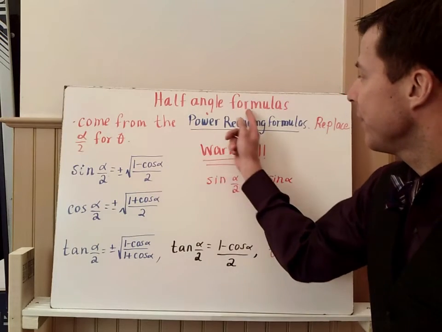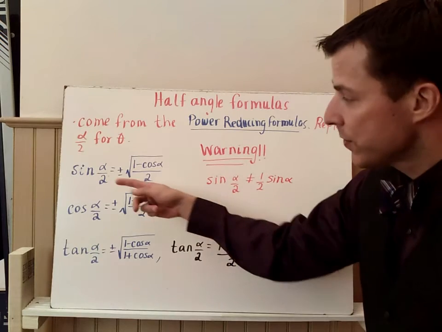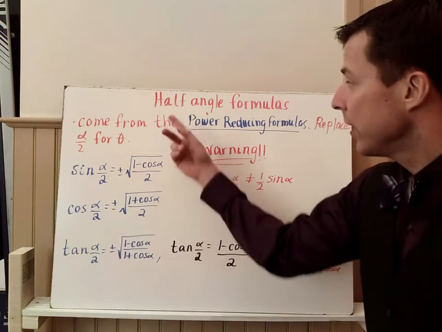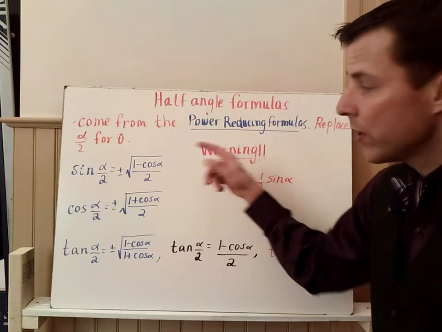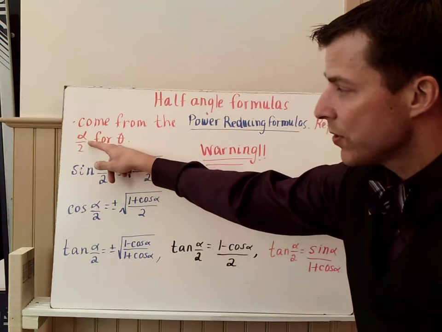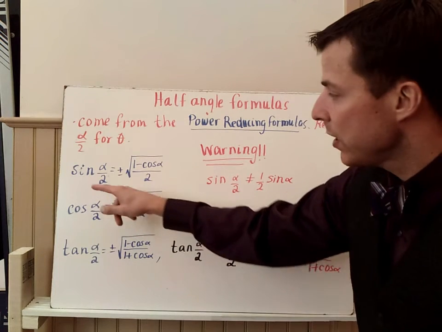Alright guys, welcome to the half-angle formulas. What we're going to talk about today are three different formulas for sine, cosine, and tangent, and they are called half-angle formulas. They are derived from the power-reducing formulas where you switch your theta with alpha over 2. Alpha is an angle measure. So here are three equations.